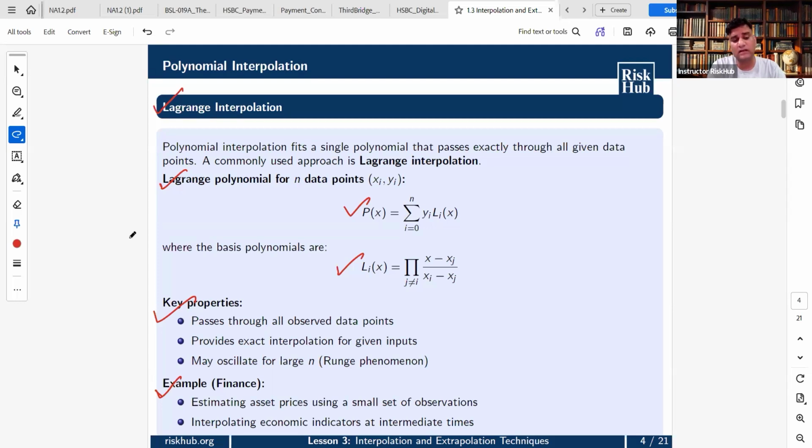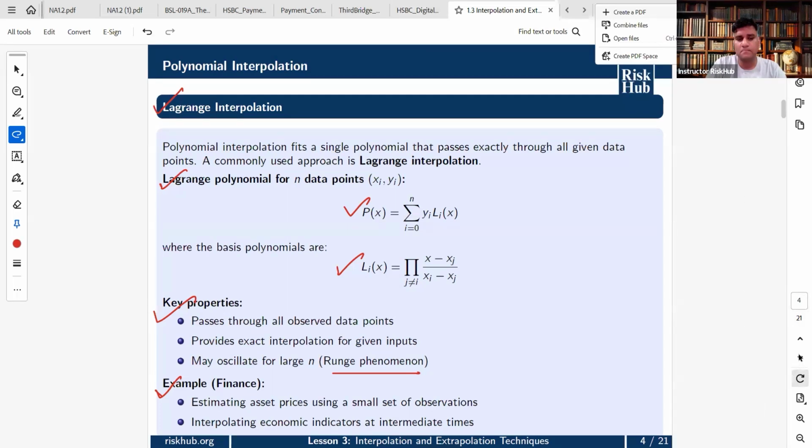But there's a warning. High degree polynomials can oscillate badly. This is called Runge's phenomenon. And in finance, that can create unrealistic curves, for example, strange implied volatility spikes or yield curve humps that are not economically meaningful. So that is what happens here. Okay, so that's the main part here.